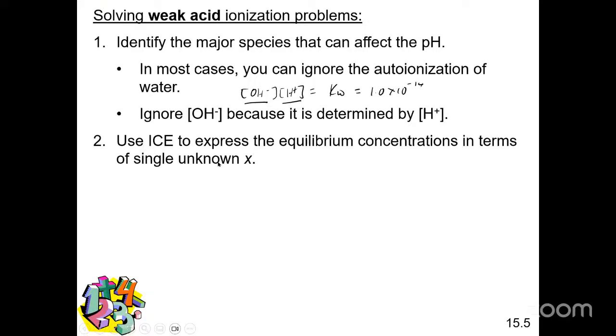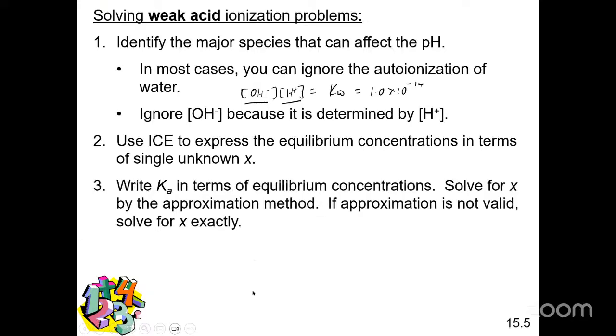Basically, in order to solve problems like these, we take the same approach as we did initially. We use the ICE table to determine the expressions for the equilibrium concentrations. And then you plug those terms into the Ka expression, and then you solve for X if the approximation, the 5% criterion, is not met by the dissociation of the weak acid.